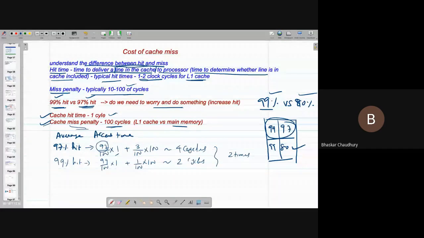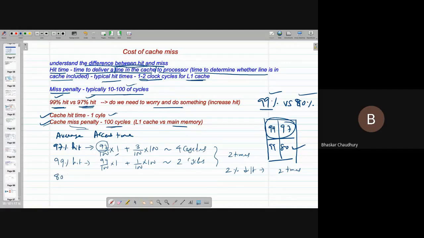So you can see that a 2% difference is leading to 2 times in time. It is 4 cycles here, and here it is 2 cycles. So this is a huge performance gap just because of 2% of cache hit. All of you got this idea, right?